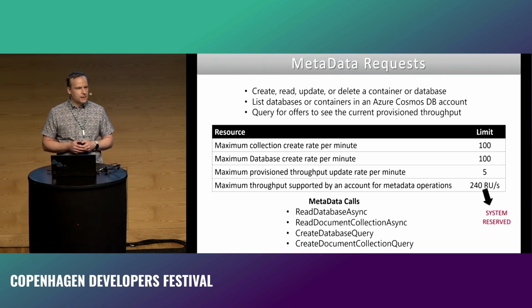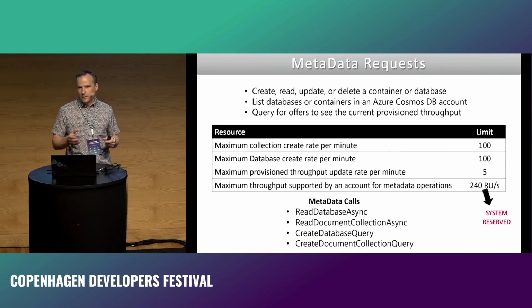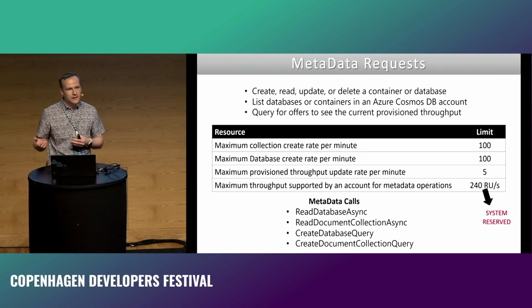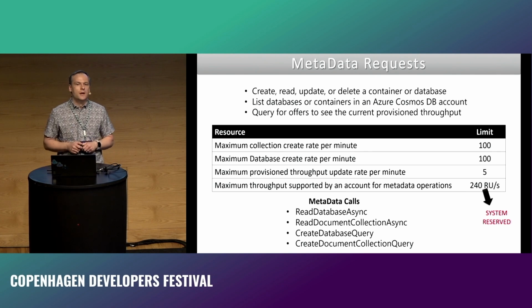Next one is metadata requests. Depending on what kind of application you have, you might be dynamically creating containers and databases. Maybe you want to list all the containers in a drop-down. All of those are metadata requests, and you don't really use the threshold you picked for request units. So let's say you have 1,000 request units; when you try to get a list of databases, you don't use those request units. There are system-reserved request units only for metadata requests, which is 240 request units.